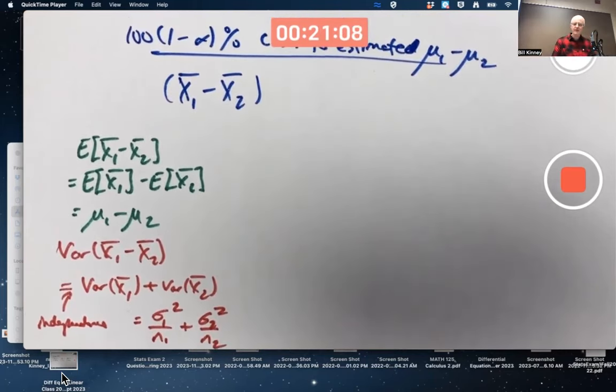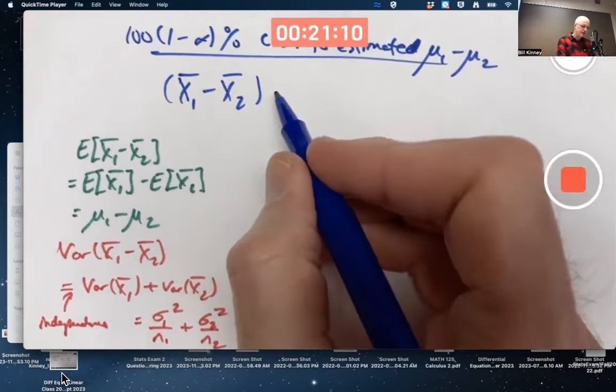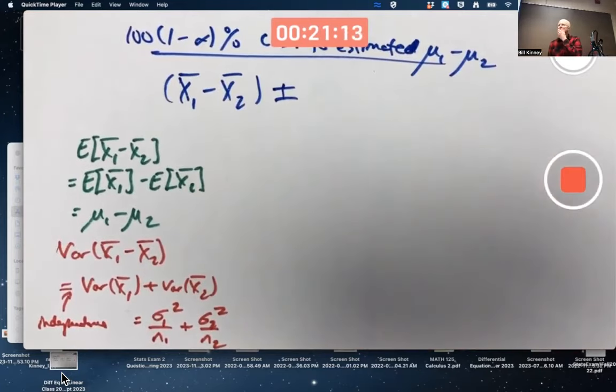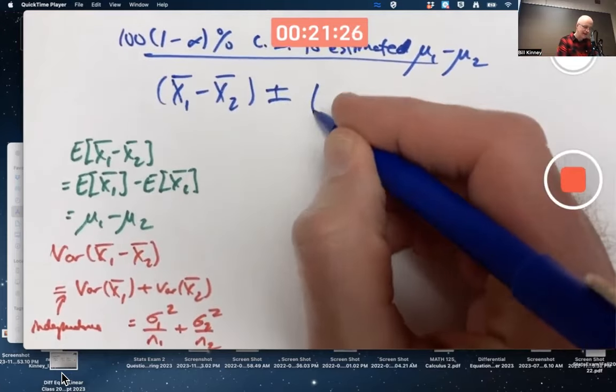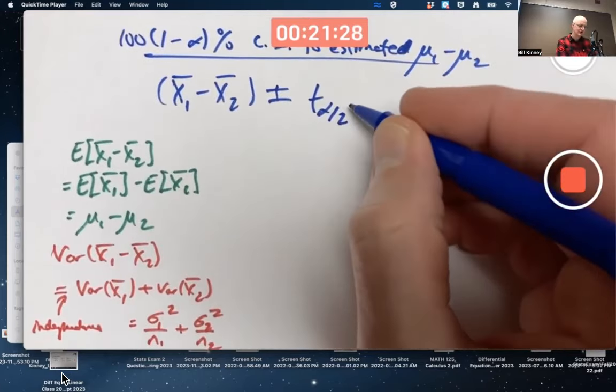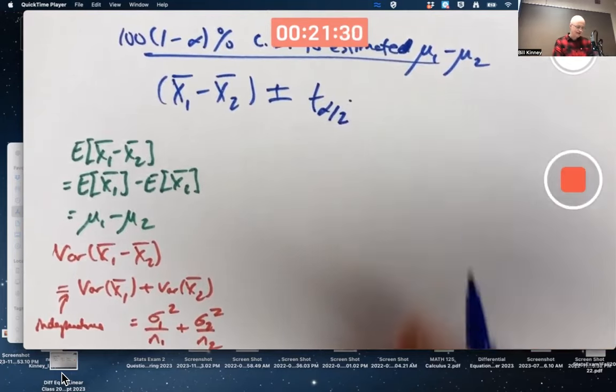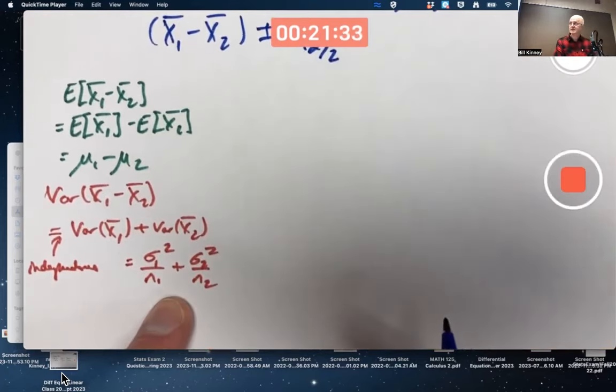Coming back to the confidence interval, what's the margin of error? We're going back to means here instead of proportions. Maybe that means we need to go back to t instead of z. Yeah. T sub alpha over 2 times an estimator for this, the standard deviation of x1 bar minus x2 bar. The standard deviation is the square root of this thing. What's a natural estimator for that?